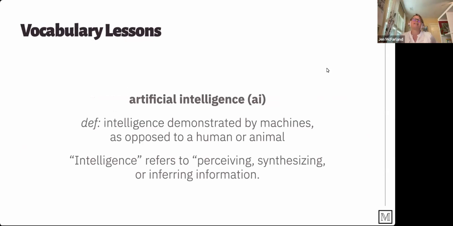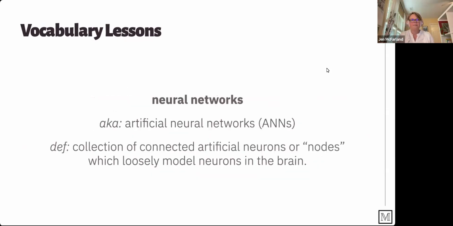So artificial intelligence. The technical definition here is intelligence demonstrated by machines as opposed to a human or an animal. And in this case, intelligence is not obviously IQ. This is really talking about the ability to perceive or synthesize or infer information from given data. And this is done with neural networks. So a neural network exists in biology. This is a concept, of course, that is part of our biology, but it's something that scientists have used to build an artificial neural network in order to help build the AI models or the tools.